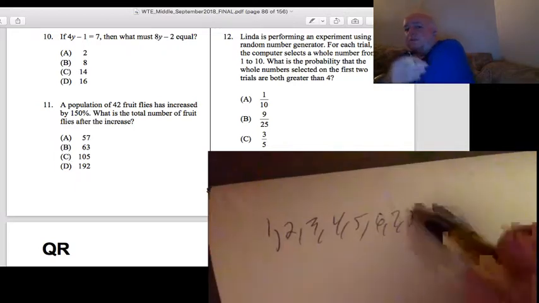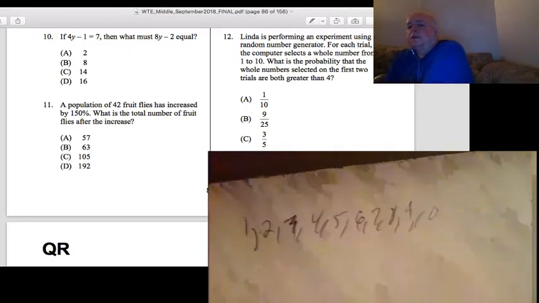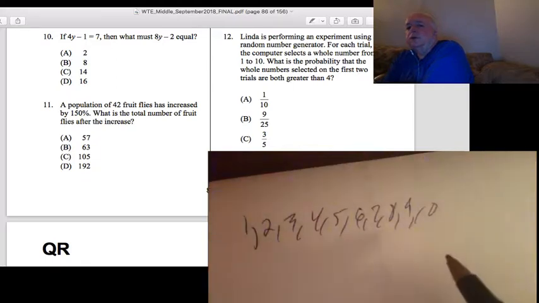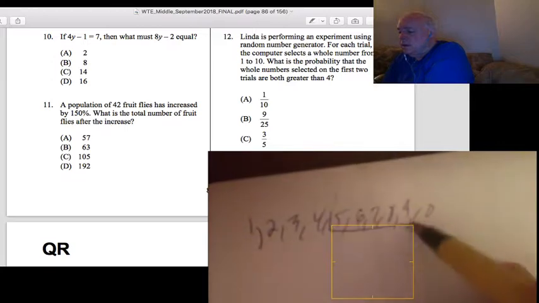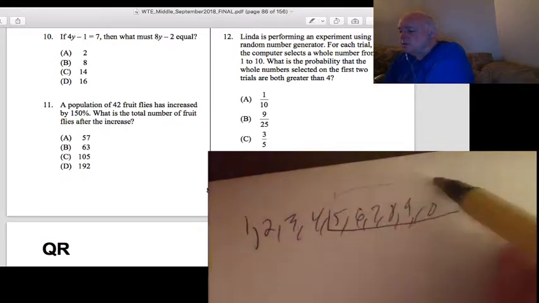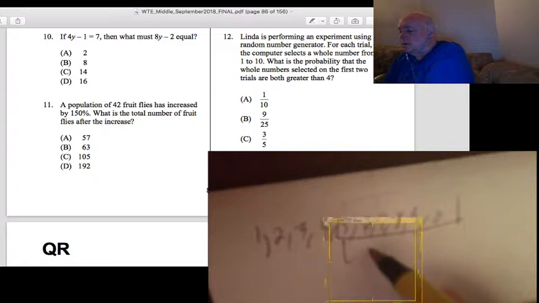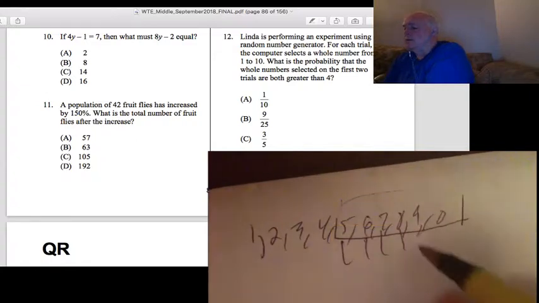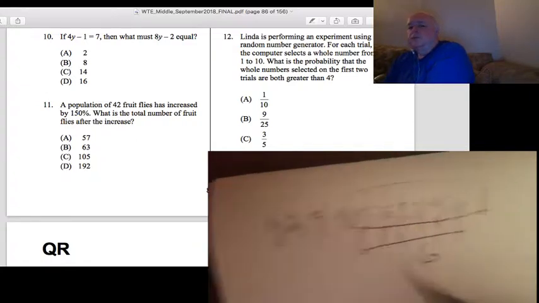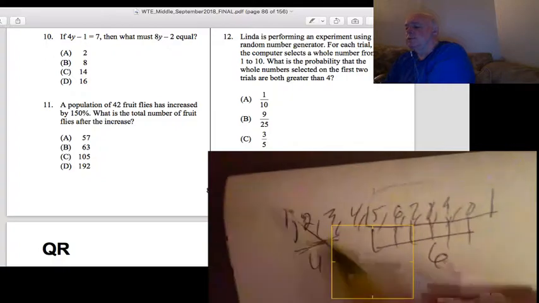So Linda's performing an experiment using a random number generator. For each trial, the computer selects a whole number from 1 to 10. What is the probability that the whole number selected on the first 2 trials are both greater than 4? So it's going to be this group here. And that is 1, 2, 3, 4, 5, 6 choices, right? Because it's in this 4 that's not going to be considered. So it's saying what happens on the first 2 numbers.